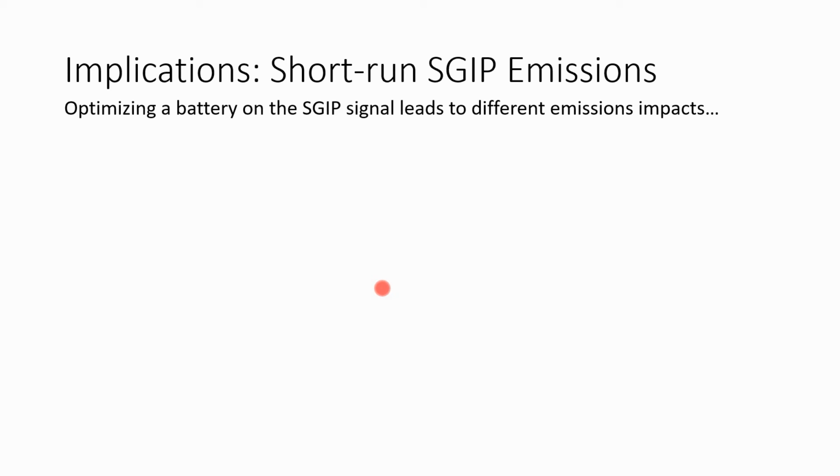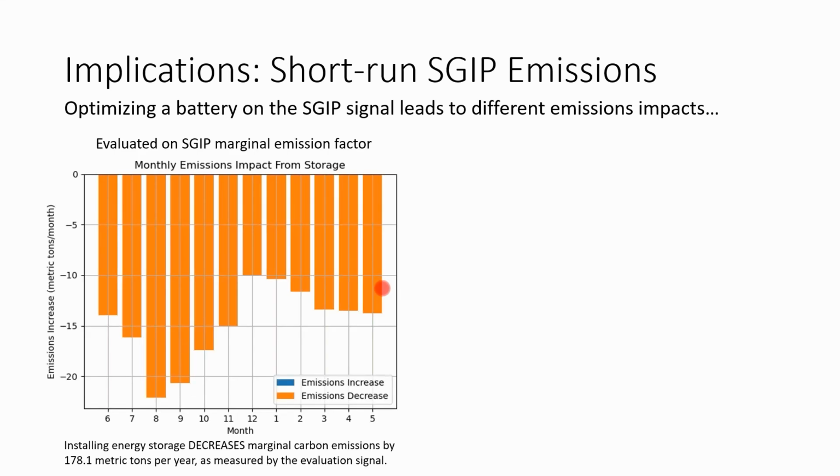And what I did is I simulated a battery to optimize based on the existing SGIP signal, basically to minimize emissions based on the patterns of when it charges and discharges. And when you plug in that same SGIP signal as the evaluation signal, what we can see is that, as expected, that energy storage that's optimizing off of the SGIP signal would be decreasing carbon emissions by about 180 metric tons per year.